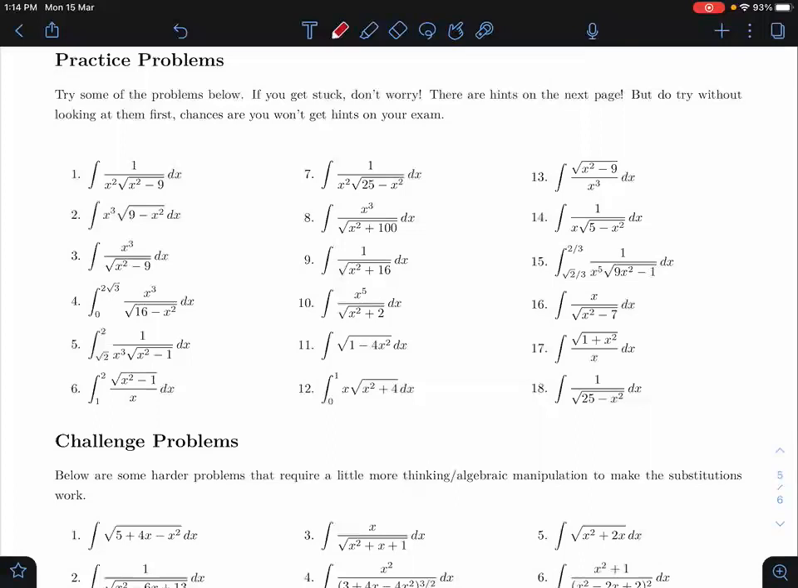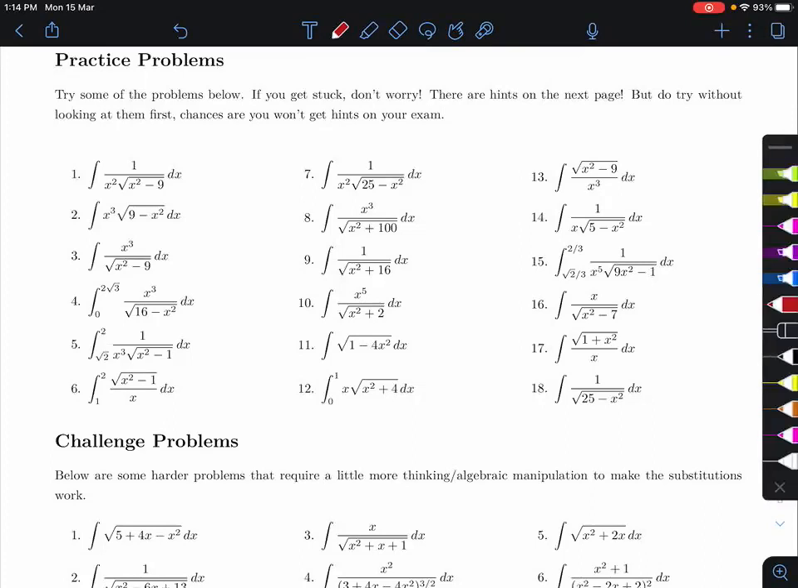As you see, guys, here in this worksheet, we have practice problems all about what? Trig. It says for you, if you get stuck, don't worry. Okay, try some of the problems below. If you get stuck, don't worry. There are what? Hints on the next page. But don't try without looking at them first. Try to finish your question first before you look at the hints.